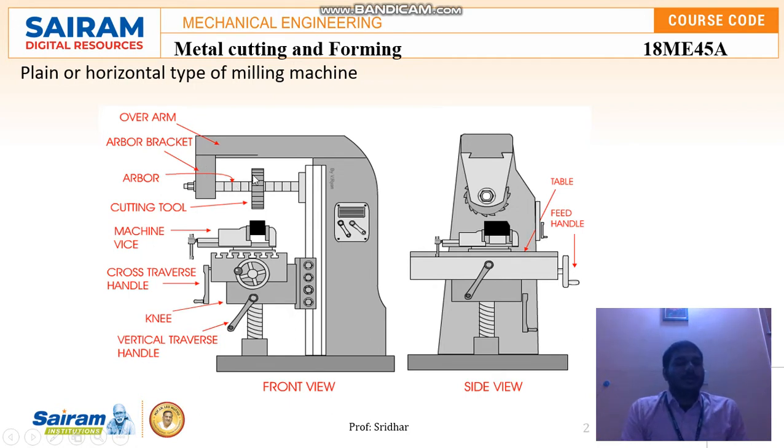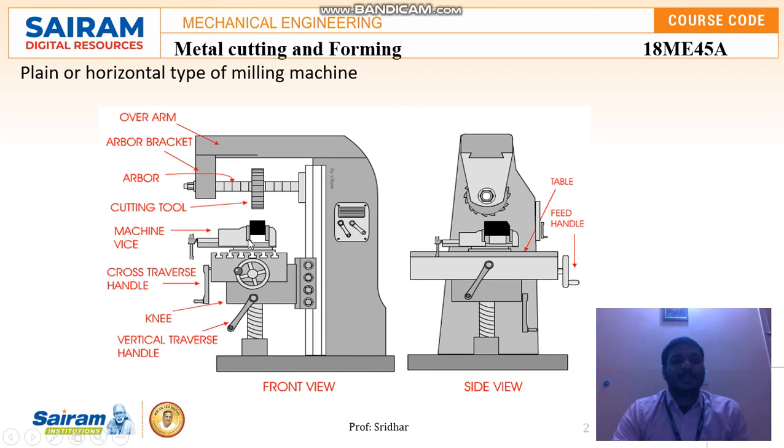The main function of the arbor in this milling machine is to hold the cutting tool or cutter rigidly. With the help of the arbor we can fix the cutters, so even if the machine is running at a high speed, the tool used to remove the excess material stays rigidly held. Here we have taken an example cutter placed on the arbor.